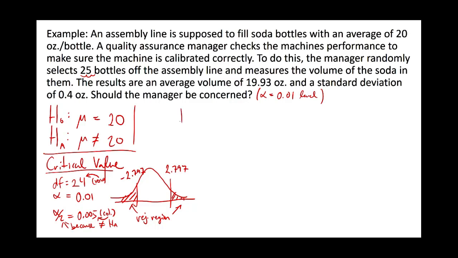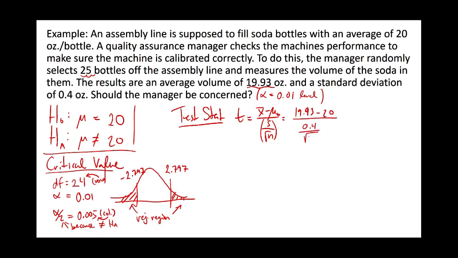We got to actually go get our test statistic. And so in this case, since we're dealing with means, it's a t-test. So we'll be using this formula. And then that's when you start pulling in the sample results. So this manager sampled 25 bottles and got a mean of 19.93. So that's the sample mean. We're comparing it to the claim, which should be 20 if the machine's working right. And then the standard deviation was 0.4. The sample size was 25.